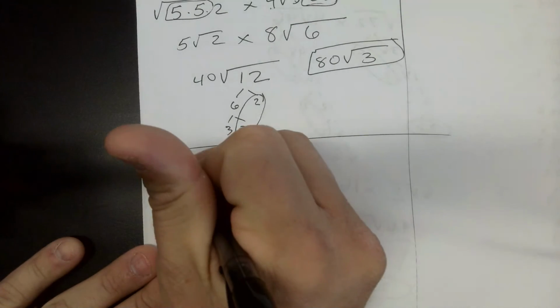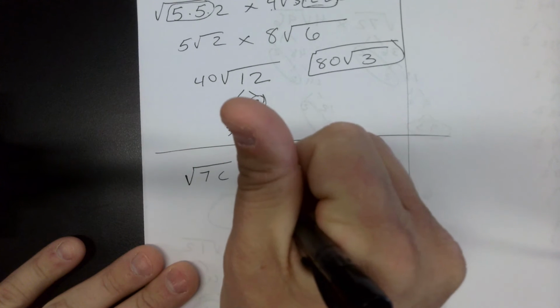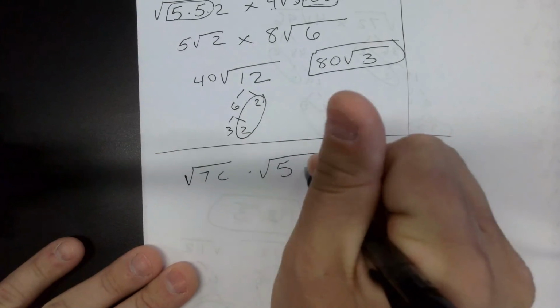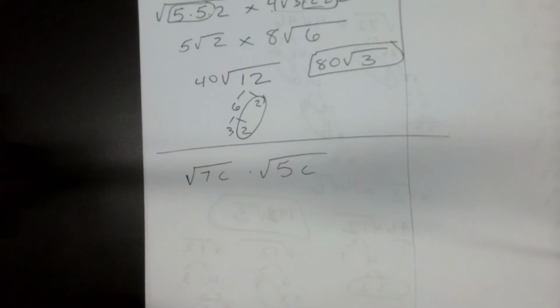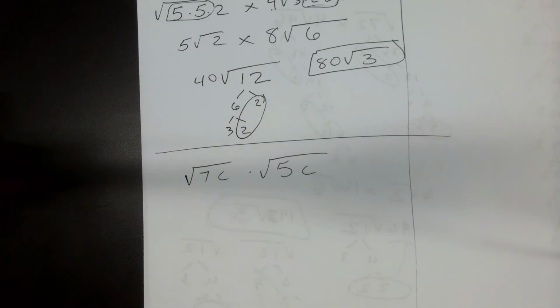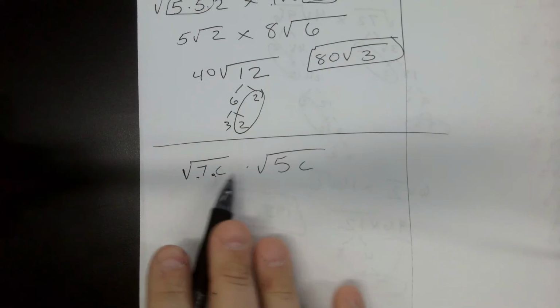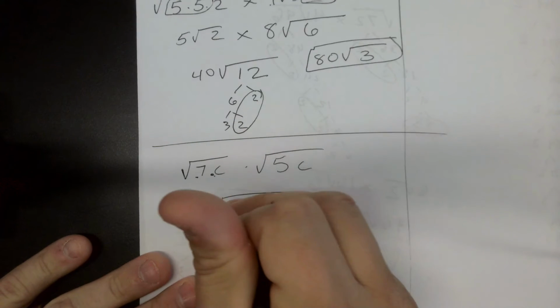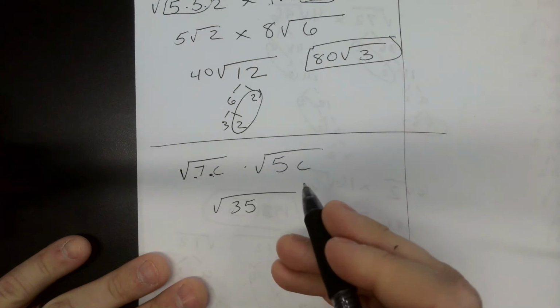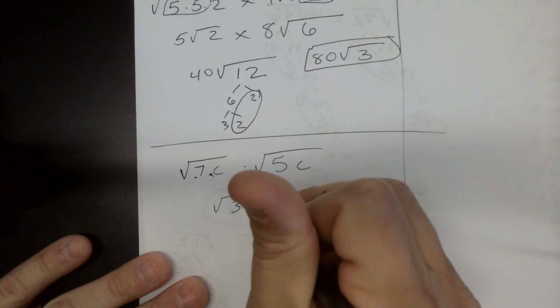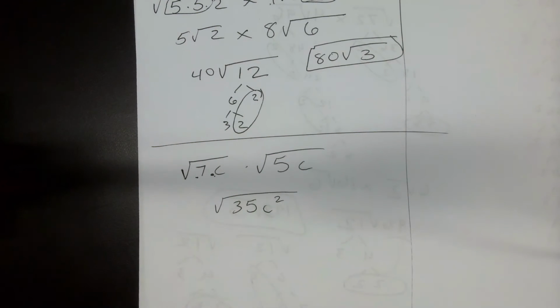If we have the square root of 7c times the square root of 5c. When we multiply 7c times 5c, we get the square root of 35. What's c times c? Yeah, if you multiply exponents, you add them. So c squared. Okay, so we need to factor this, right? We did this yesterday with variables.